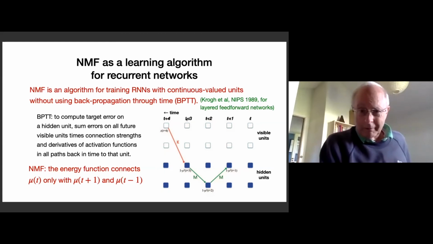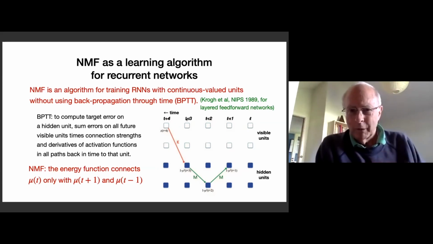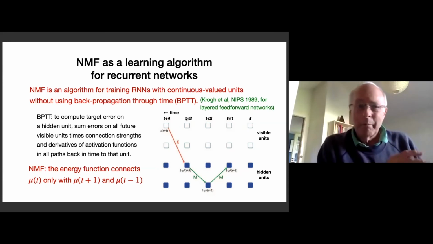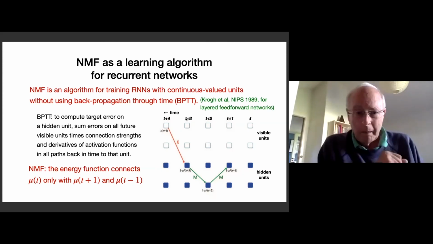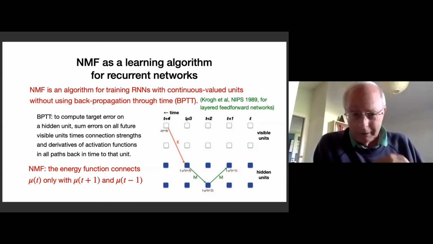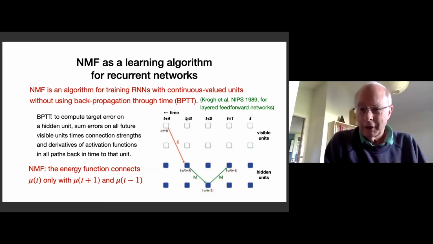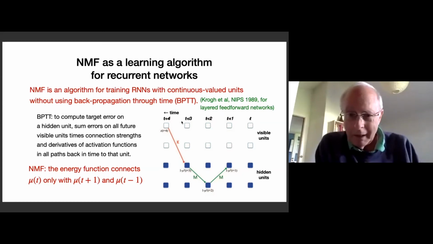because I will try to summarize this slide quickly because of the shortage of time. But you have to sum over all paths from all visible units in the future back to the unit you want to know the error on. And in the naive mean field theory way of doing it, that's all done implicitly when you write down the energy function. And then each mu is only connected with ones at neighboring steps in time.